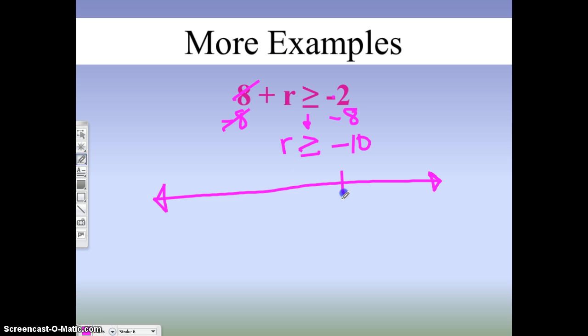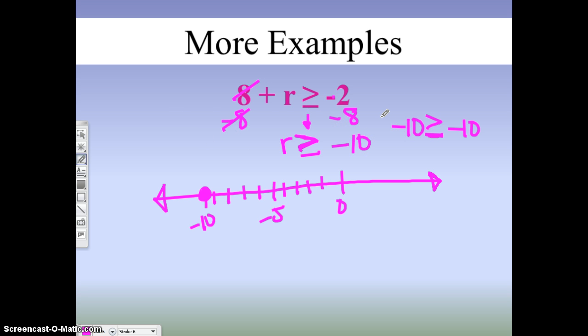How would we graph that? 1, 2, 3, 4, 5. There's negative 5. 6, 7, 8, 9, 10. Negative 10. R is greater than or equal to negative 10. So does this make a true statement? Is negative 10 greater than or equal to negative 10? It does. It can be negative 10. We will fill it in. It can be that number.